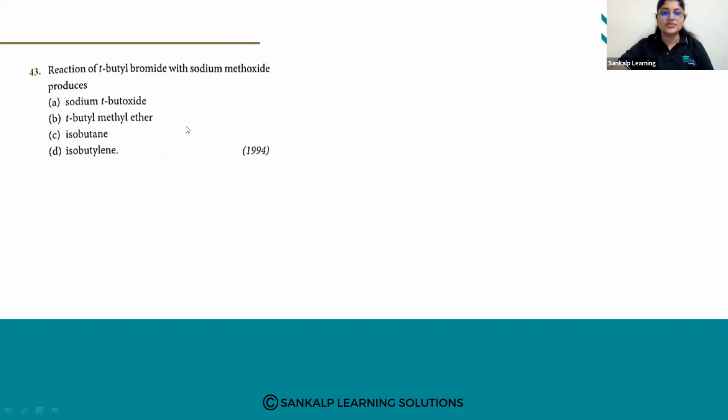So next question. Reaction of tertiary butyl bromide with sodium methoxide produces what? So what is the structure of tertiary butyl bromide? This is tertiary butyl bromide, and it reacts with sodium methoxide. So this is methoxide, this is sodium methoxide. So what does it produce? Sodium methoxide is a strong base.